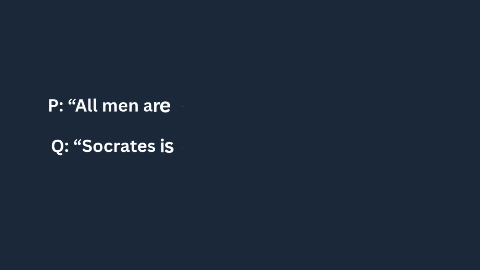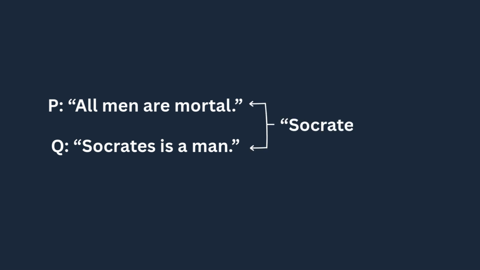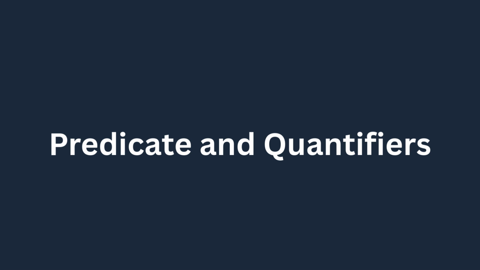In propositional logic, we treat each statement as a single unit, either true or false. For example, if we say P is "all men are mortal" and Q is "Socrates is a man," propositional logic cannot formally show why "Socrates is mortal" follows from these two statements. Why? Because propositional logic cannot describe individual objects, their properties, or their relationships.